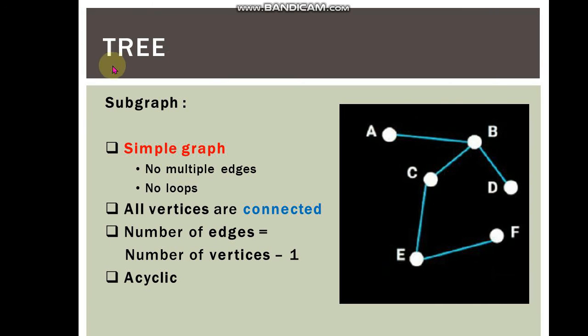Tree. A simple graph that has no multiple edges and no loops. All vertices are connected and number of edges equal to number of vertices minus 1, and the tree graph must be acyclic. It means each edge connects to other vertices. Okay, so if the graph isn't connected, it is not a tree.